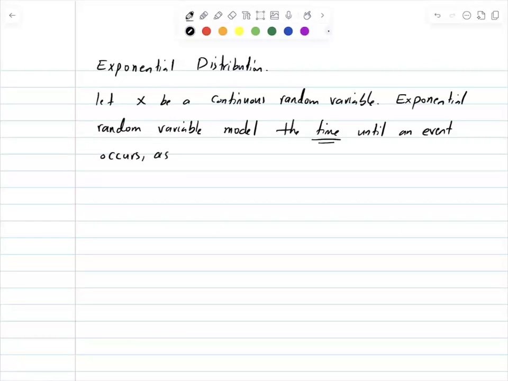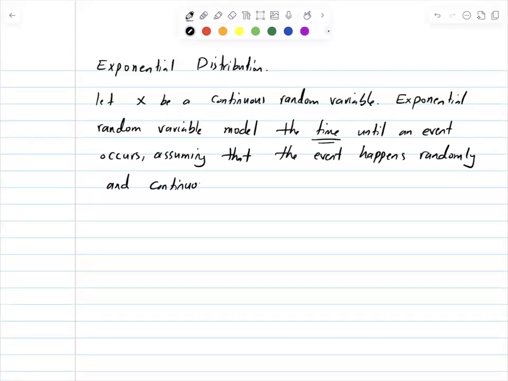Assuming that the event of our interest happens randomly and continuously over time. So let us officially define this.